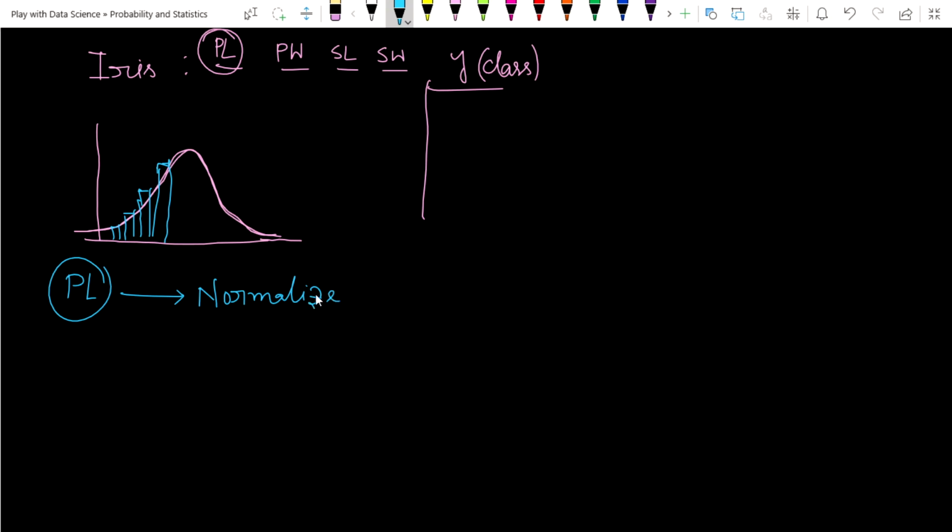First we have to normalize this data. How will we normalize the data? By simply using the formula: the data that we have for petal length, minus the mean value of this petal length data, then divided by the standard deviation of petal length. The value that we get follows the normal 0-1 distribution, meaning its mean will be somewhere around 0 and its standard deviation around 1. That's the normalizing step, which we already saw in one of our previous lectures.